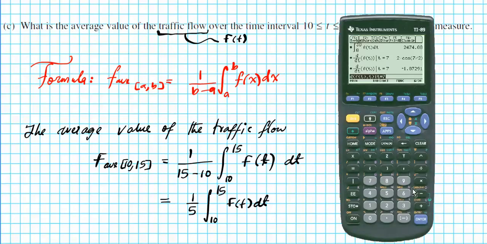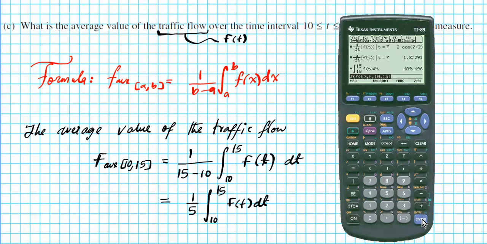So we're looking for the integral of the function. Let me just copy it. I'm being lazy here, but it's okay. So copy down the function. The variable of integration is t. The lower limit of integration is 10. The upper limit of integration is 15. Close that. Diamond enter.